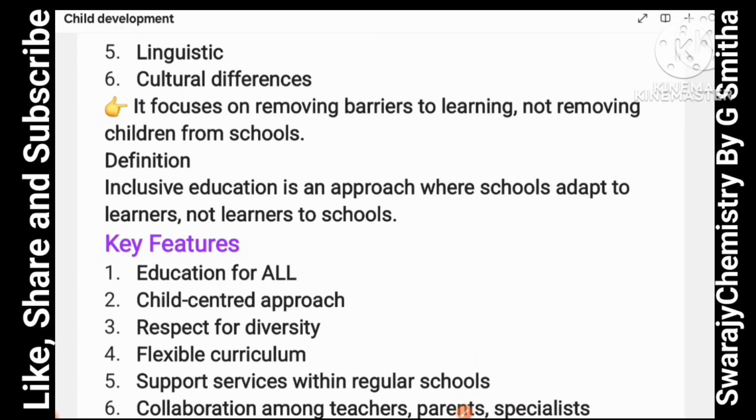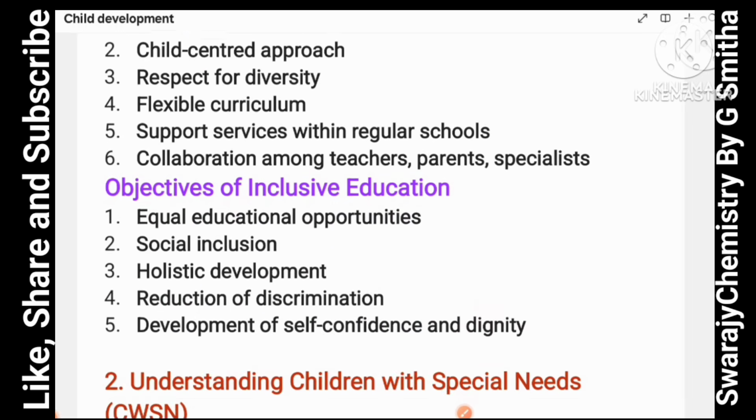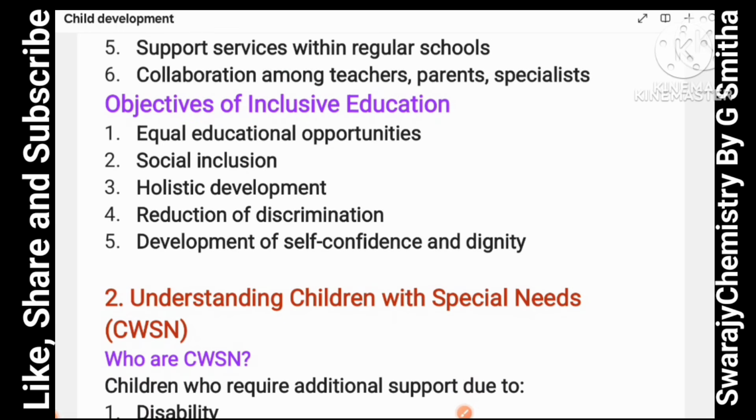Some important key features of inclusive education are education for all, child-centered approach, respect for diversity, flexible curriculum, support services within regular schools, and collaboration among teachers, parents, and specialists. The main objectives of inclusive education are to give equal opportunity to every child, promote social inclusion, develop the child fully academically, socially, emotionally, reduce discrimination, build self-confidence and self-respect or dignity.